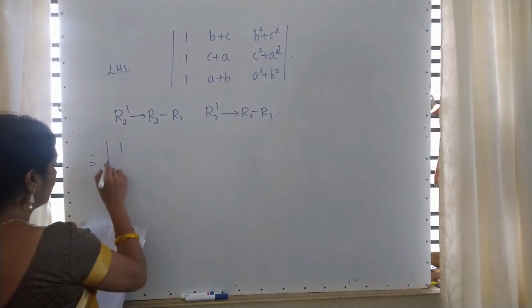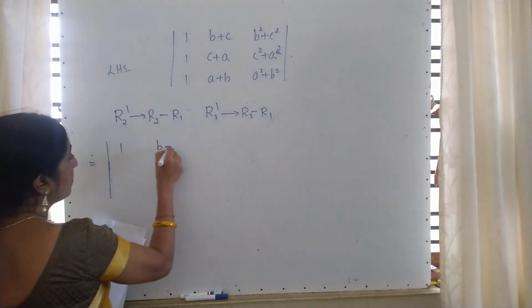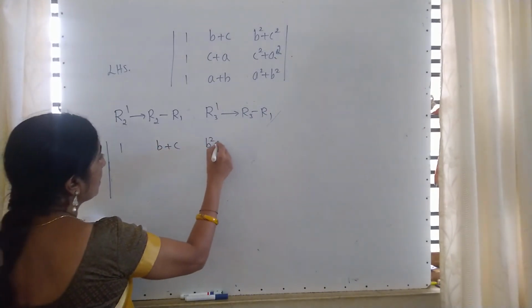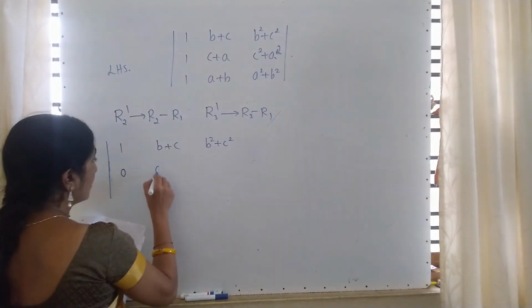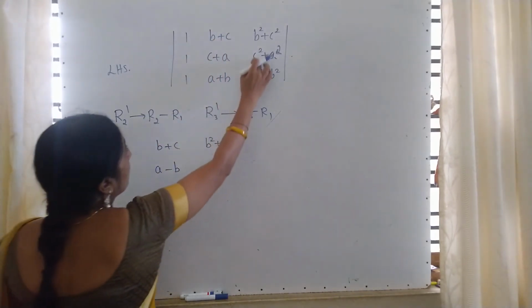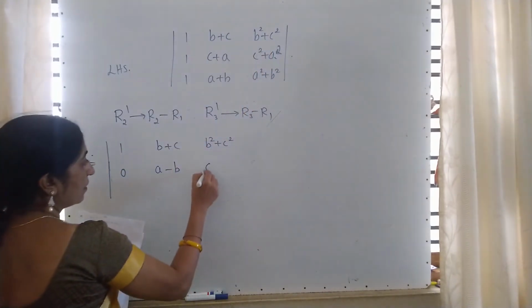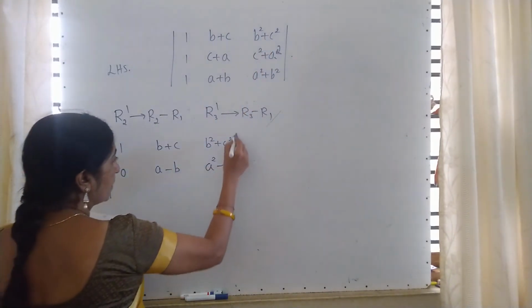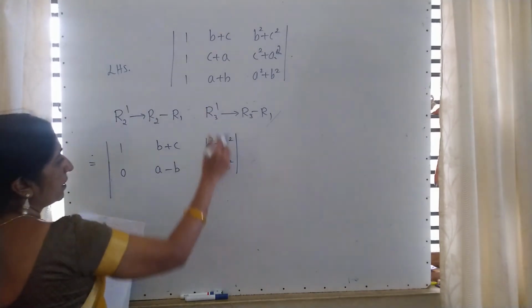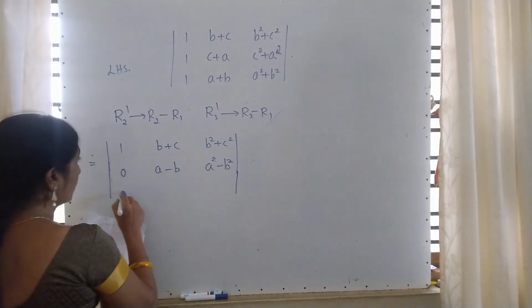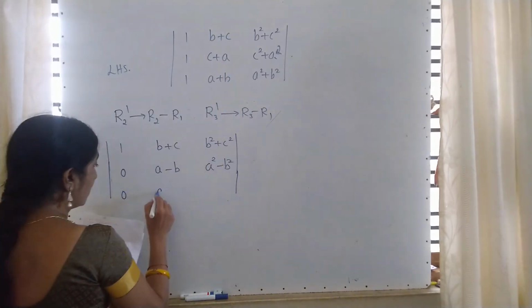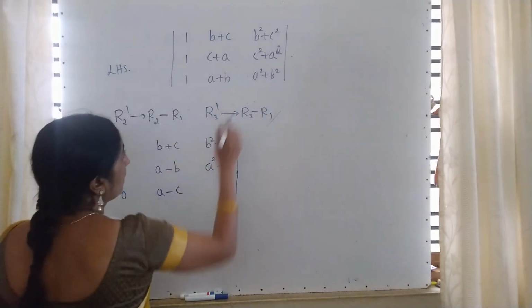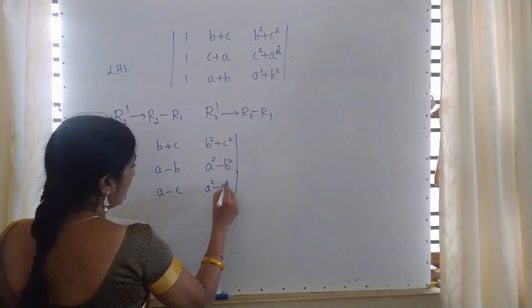1, b plus c, b square plus c square. This is 0. This minus this, a minus b. This minus this, c square gets cancelled. a square minus b square. Next, R3 minus R1. This is 0. a plus b minus b plus c: b gets cancelled. a minus c. And here a square minus c square.